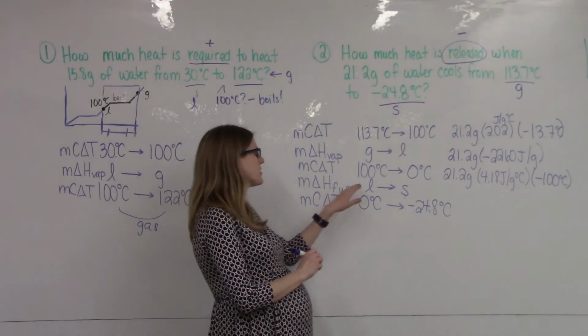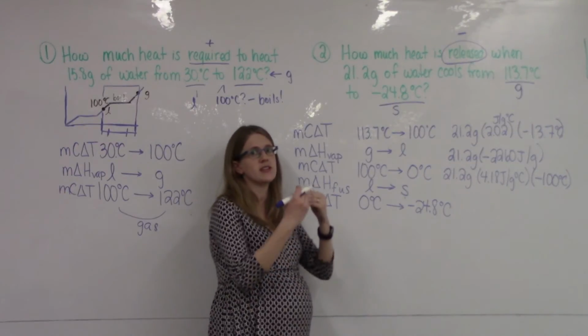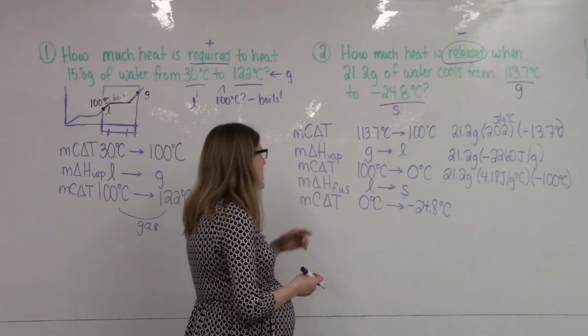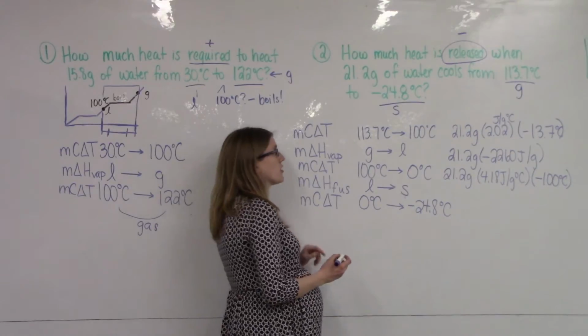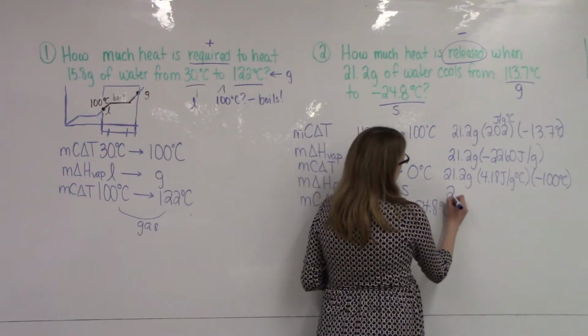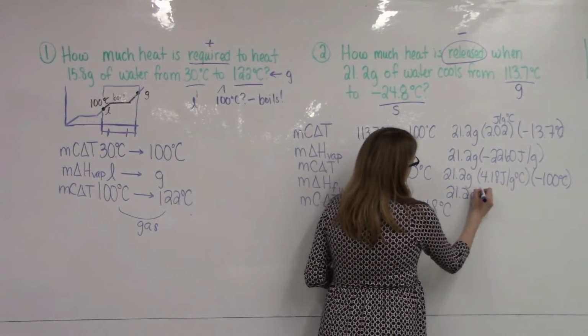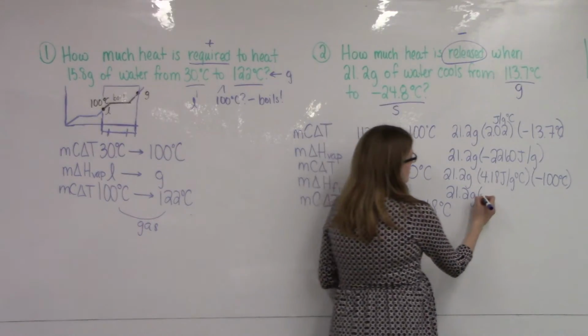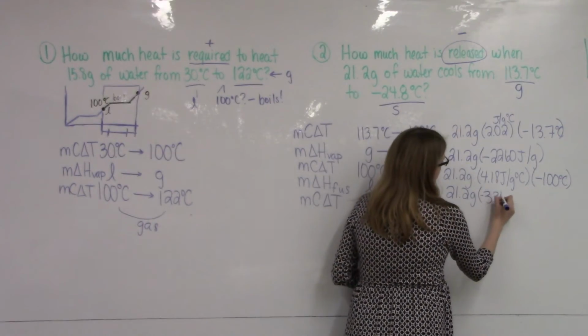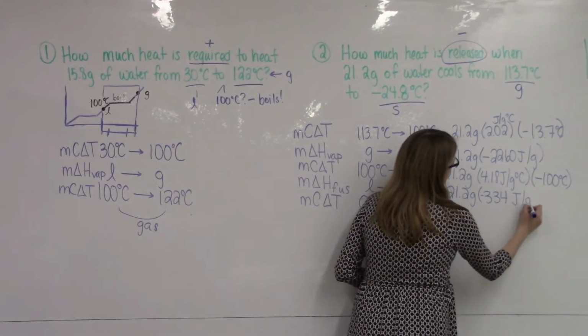Then we have liquid to solid. It's going to lose energy because it's freezing, it's losing heat, but now we're going to use the heat of fusion. That would be 21.2 grams times negative 334 joules per gram.